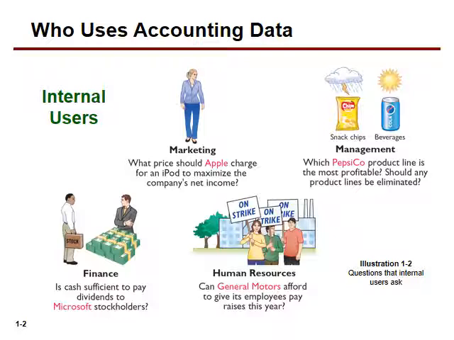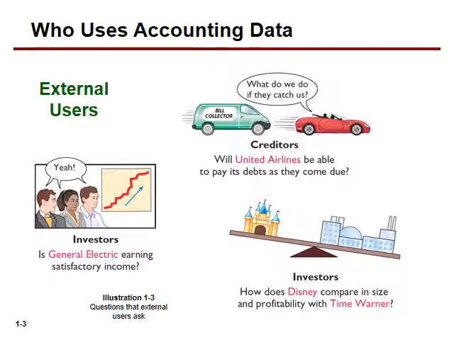And so you could have marketing people, you could have finance people that are all interested in accounting data that we're going to be producing and learning how to put together in this class. So it's important inside the company. And when you get to 101B, you'll really be talking more about the internal uses. In this class, we are talking about external users of information.